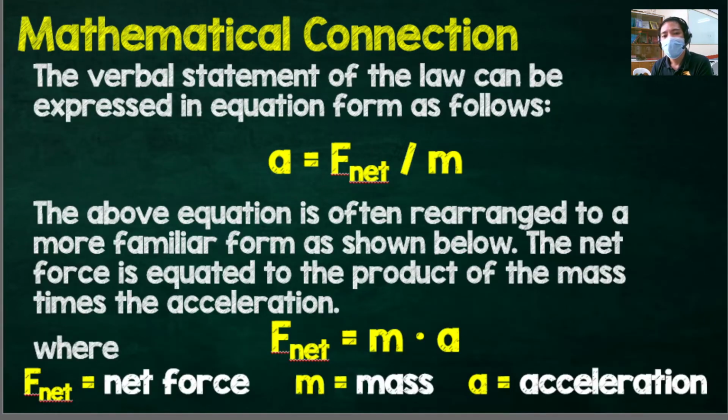In which the second law of motion forms an equation, which is A is equal to F net divided by M. Or, to derive the formula, we can have an easier way to follow, and that is F net is equal to M multiplied by A, where F sub net is the net force, M is the mass, and A stands for acceleration.